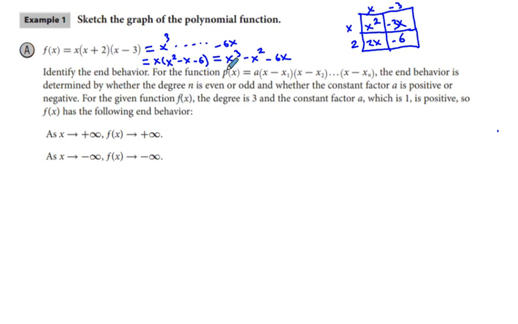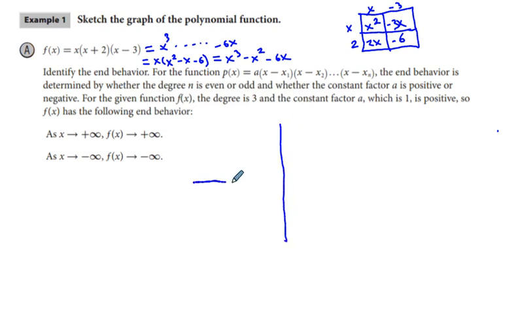Identify the end behavior. Well, we have an odd-degree one. As x approaches positive infinity, as far as graphing, we have an odd behavior function, and we have positive.